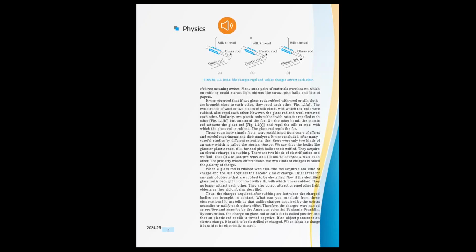Therefore, the charges were named as positive and negative by the American scientist Benjamin Franklin. By convention, the charge on glass rod or cat's fur is called positive and that on plastic rod or silk is termed negative. If an object possesses an electric charge, it is said to be electrified or charged. When it has no charge, it is said to be electrically neutral.